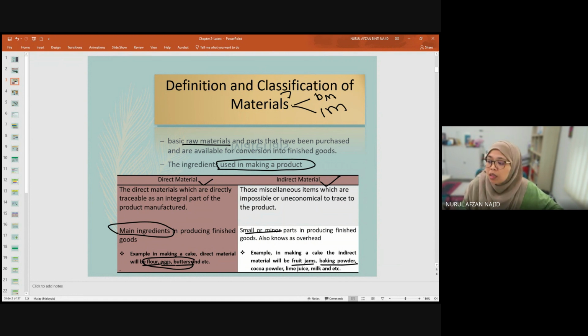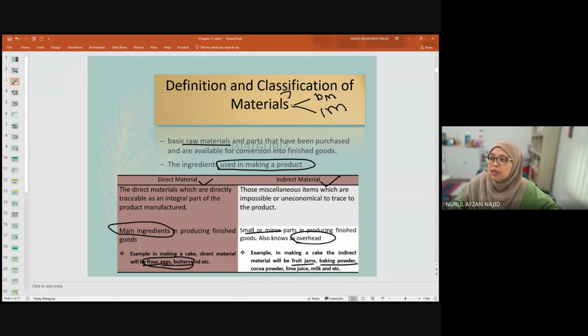So those ingredient is the small part, just a small part or minor part. Okay, also known as overhead. Okay, kita panggil sebab dia indirect. So bila indirect ni sebenarnya adalah overhead. All the indirect material, indirect labor, indirect expenses, kita panggil dia sebagai overhead. Which yang indirect ni, overhead ni kita akan belajar in detail dalam chapter 4. Okay, yang tu in detail dalam chapter 4.